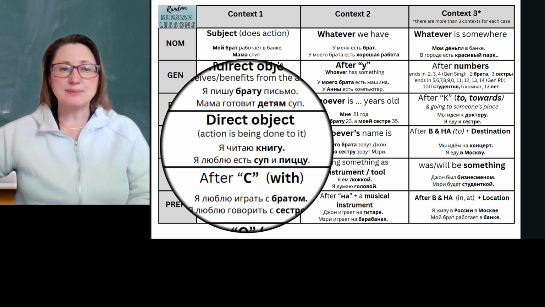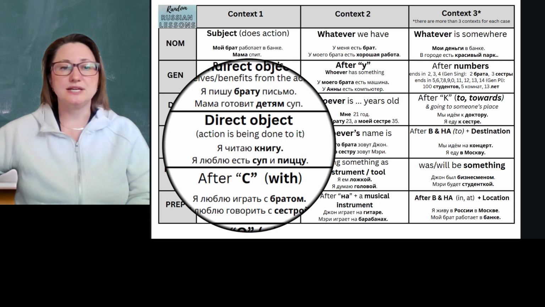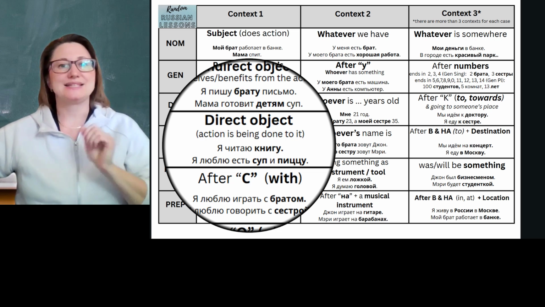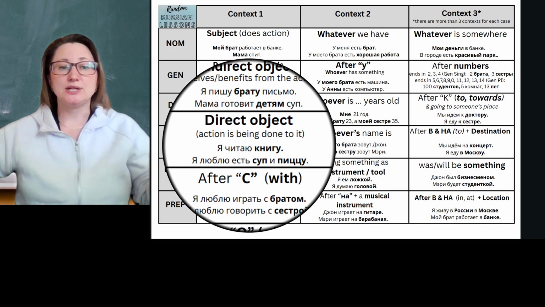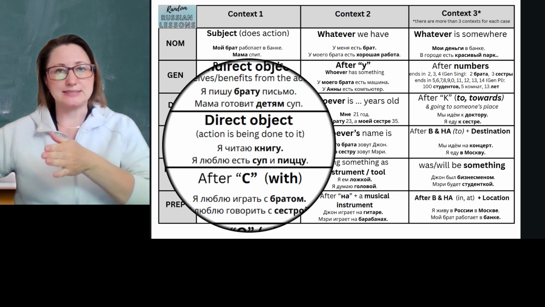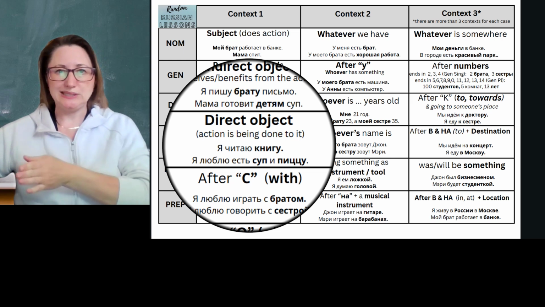So let's take a look at the examples here. So here we have я читаю книгу, and я люблю есть суп и пиццу. Я читаю книгу, I'm reading a book. The book is being read by me, which means that is a direct action to the book. Я люблю есть суп и пиццу. Here we have two verbs, я люблю and есть. So I love to eat.